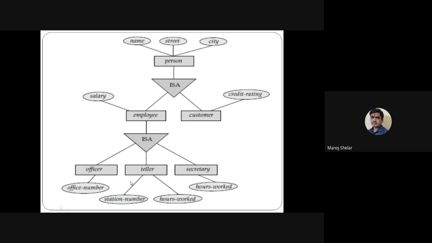Now for generalization: officer and teller are lower level entities, and going from lower level entities to the higher level entity is generalization. Then secretary and teller, lower level entities to the higher level entity, is simple generalization. Then employee is a person, and customer is a person.